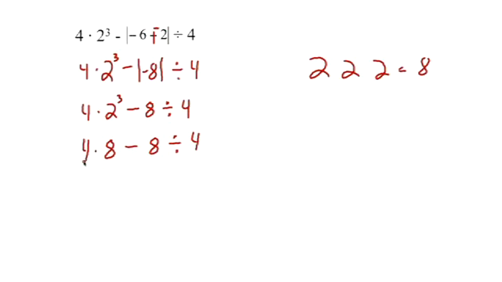So next I need to do multiplication and division and then subtract. 4 times 8 is 32 minus 8 divided by 4 is 2. And I'm not going to rewrite this one because you know that 32 minus 2 is just 30.